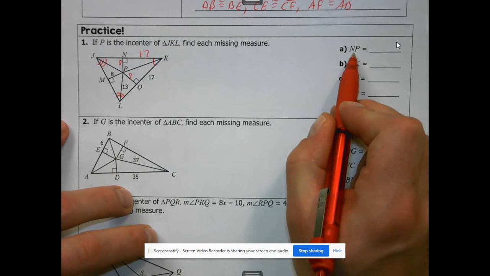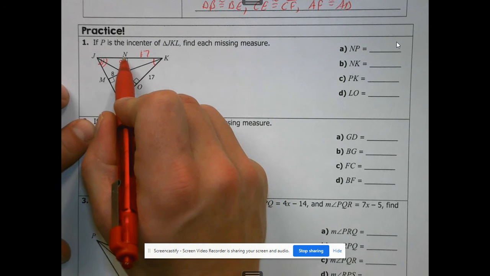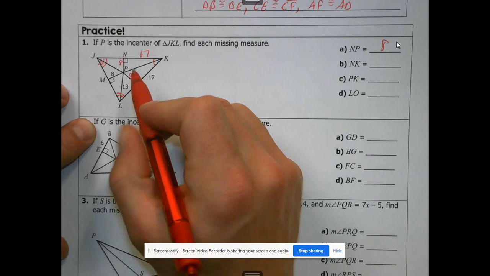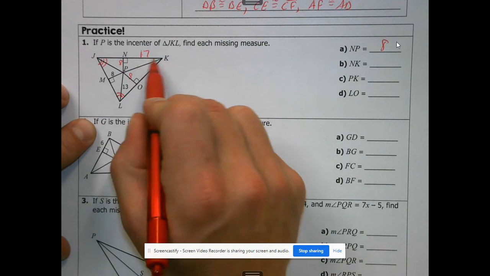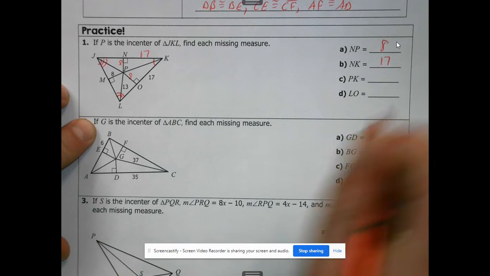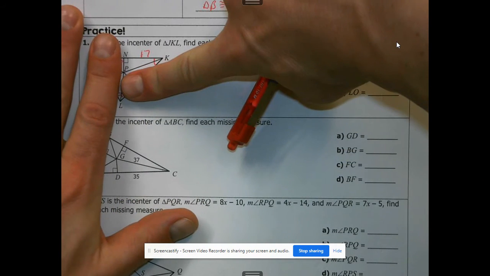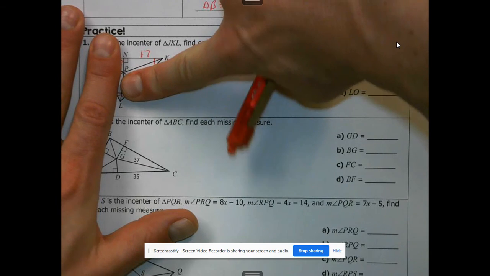First one, N to P. Oh, we got that already. That's 8. N to K. Yeah, we did that one. That's 17. P to K. Oh, Pythagorean theorem, right? There's my triangle right there. P to K we have to find. Let's just call that X.